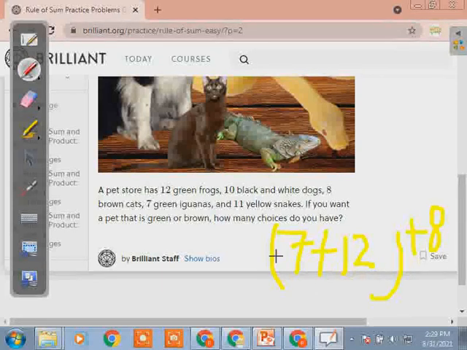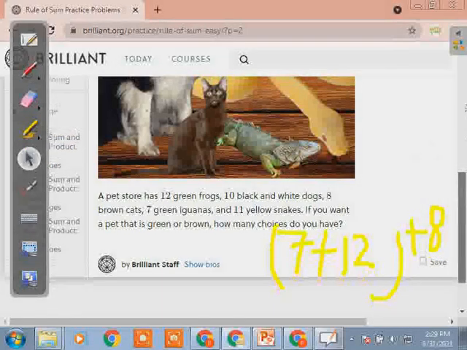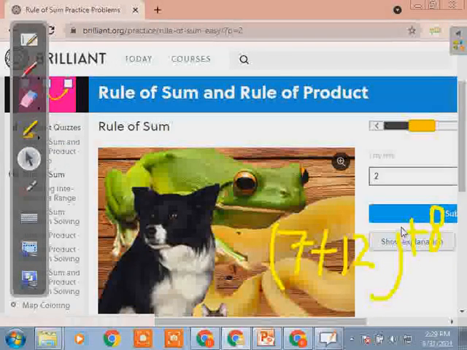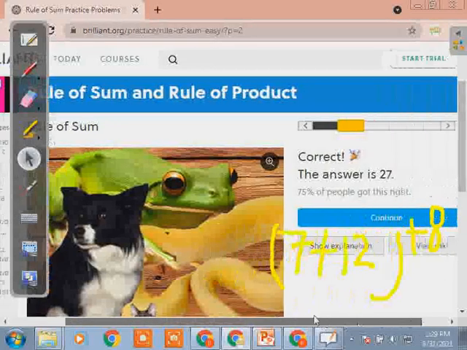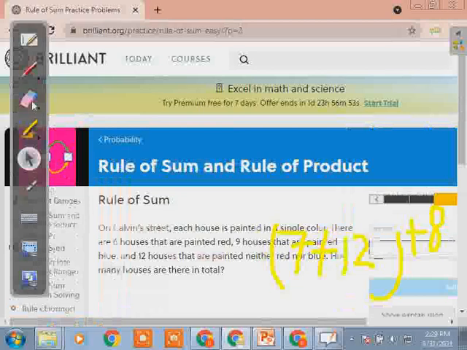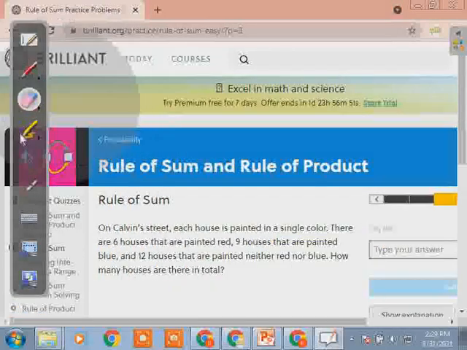So now we have 12 plus 7, 19, and 8, 27. So our answer will be 27. So we got the correct answer. The answer is 27. Okay, and now we do the next problem.